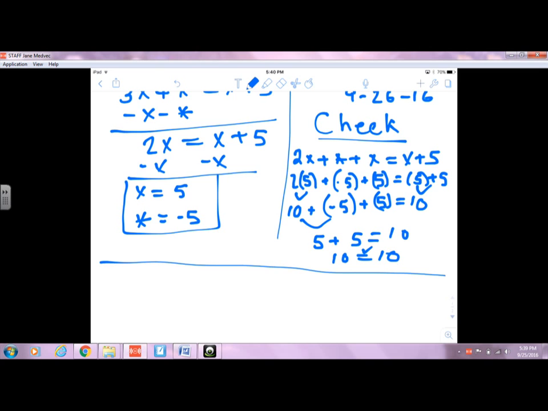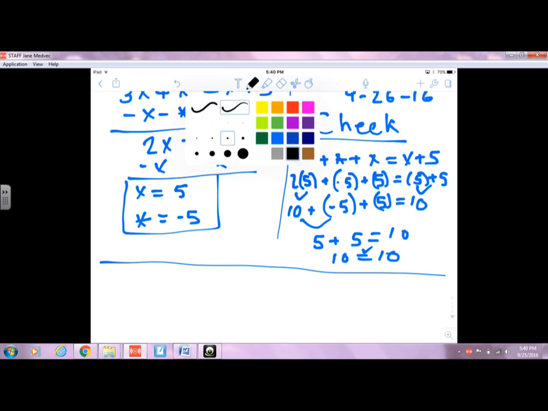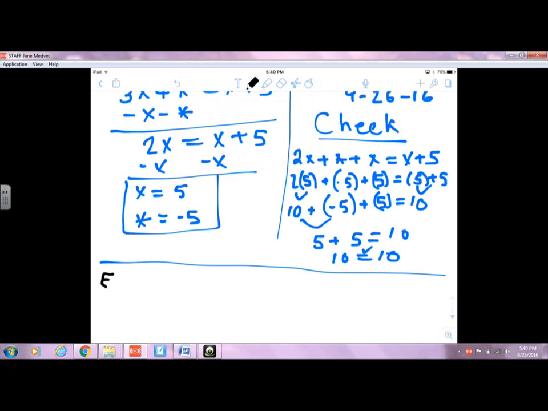So then later on you can go ahead and put this problem into your app. Let's go on to the next example. This is going to be example C.